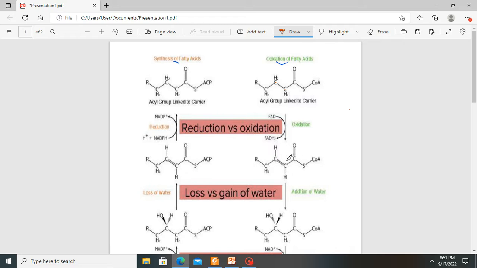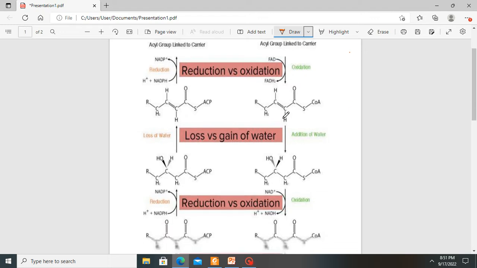The next step in the oxidation of fatty acids in the mitochondrial matrix is the addition of water, which is a hydration. So we add a water molecule to this alkene or double bond such that the OH comes to the beta carbon, whereas the H comes to the alpha carbon. So here the OH comes here and the H comes here in the mitochondrial matrix.